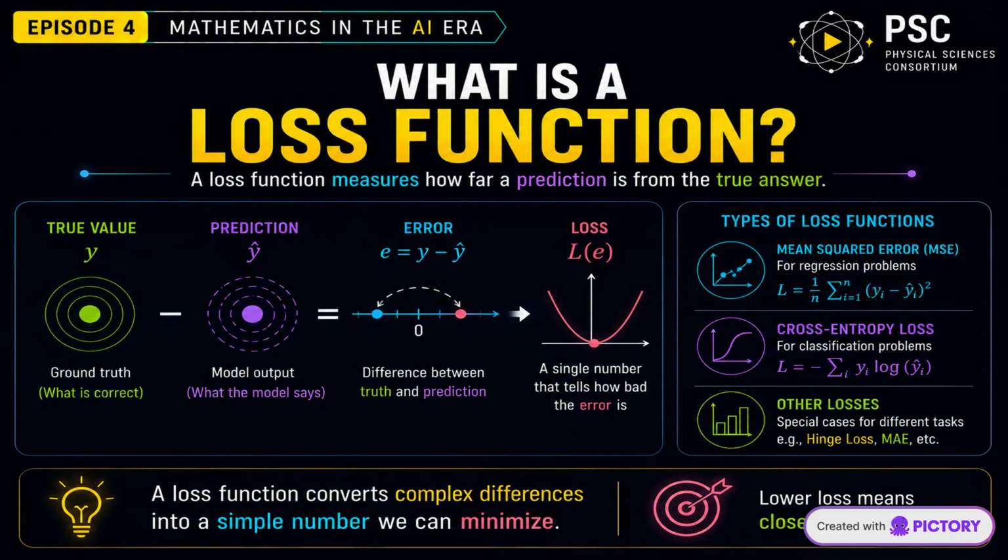To make learning mathematical, we need to quantify error. A loss function does exactly that. It assigns a numerical value to the model's mistake. A small loss means a better prediction. A large loss means the model needs to improve.